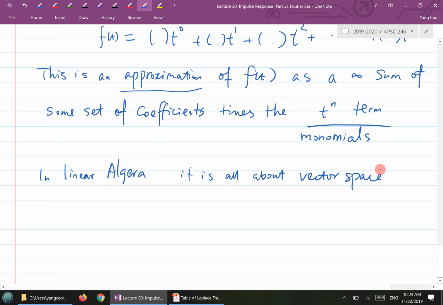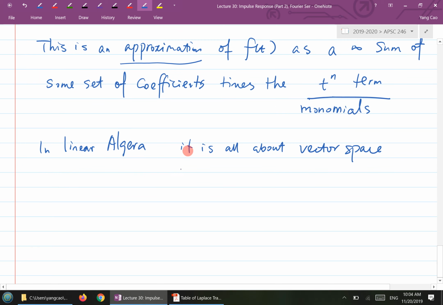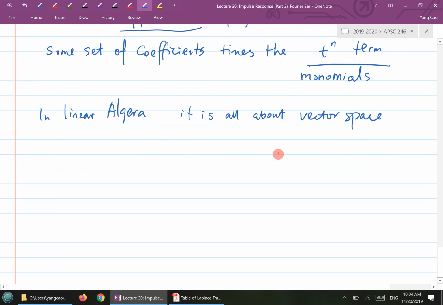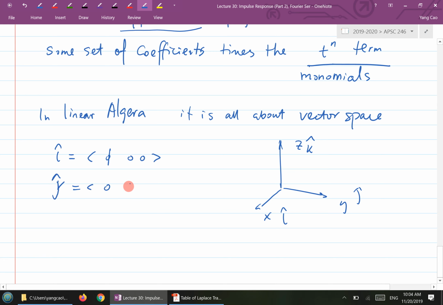And when you talk about vector space, one of the things you always talk about is, for example, we have, let's see, the x, y, z plane. How do I describe the x, y, z space? i hat, j hat, k hat. And i hat is (1, 0, 0), j hat is (0, 1, 0), k hat is (0, 0, 1). Okay?